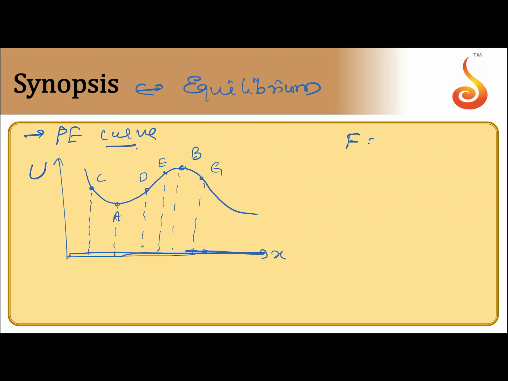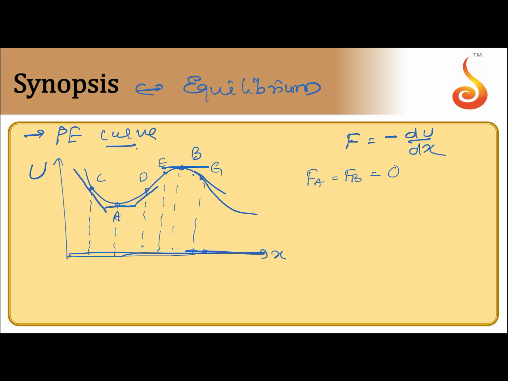Now, just remember that F is equal to minus dU divided by dx. That's right, F is minus dU by dx. Now, if I consider the slope, your dU by dx gives you the slope. So, at A the slope is 0, at B the slope is 0. So, force at A and force at B are equal to 0 each. While the force is not 0 at the remaining points like C, D, E, G, etc.